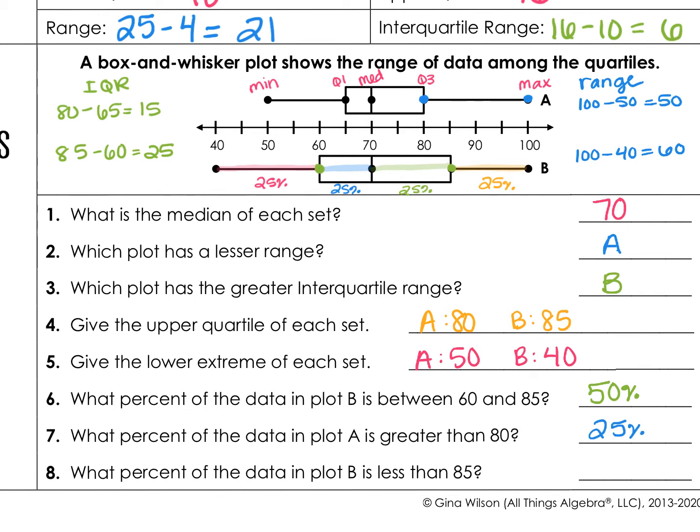All right, what percent of the data in plot B is less than 85? So for less than 85, I'm going from that Q3 to that minimum. That's 3 sections of the graph. So that's 75% of the data.